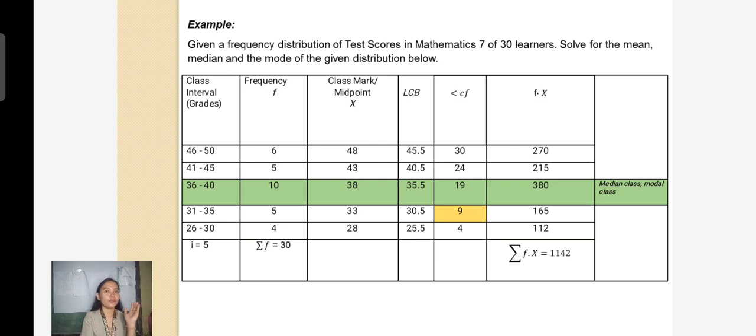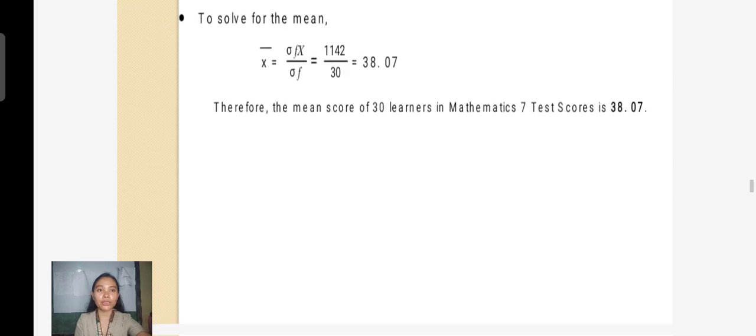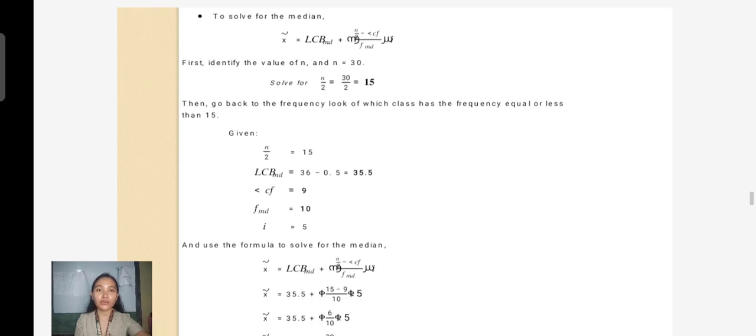So that class, 36 to 40, has a frequency of 10, a midpoint of 38, an LCB of 35.5, a less than CF of 19, and an fx of 380. That is our median class. Did you get how the median class is obtained? I hope so. Please review your self-learning module.